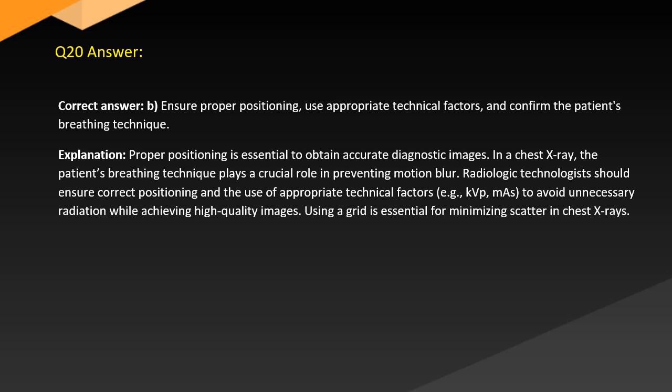Explanation. Proper positioning is essential to obtain accurate diagnostic images. In a chest X-ray, the patient's breathing technique plays a crucial role in preventing motion blur. Radiologic technologists should ensure correct positioning and the use of appropriate technical factors, e.g. kVp and mAs, to avoid unnecessary radiation while achieving high-quality images. Using a grid is essential for minimizing scatter in chest X-rays.